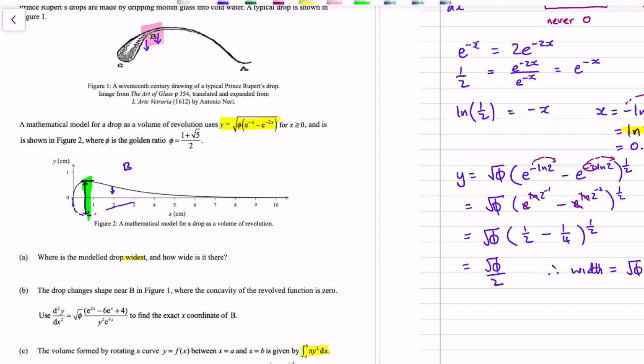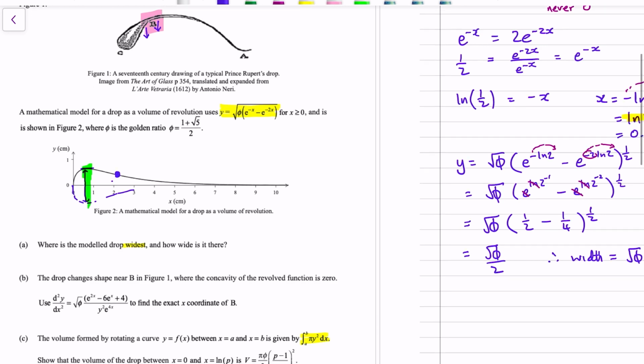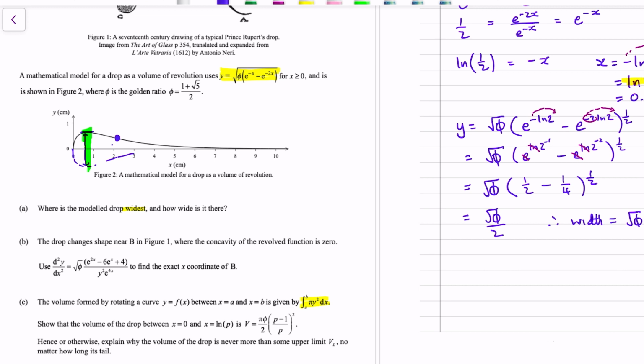Actually, the diagram's a bit dodgy. Looks like it's about there. It's close to 2. We don't have to differentiate twice. Normally, to find a point of inflection, you'd find the second derivative, but they've already given it to us. Use the second derivative equal to this expression to find the exact x-coordinate of B.